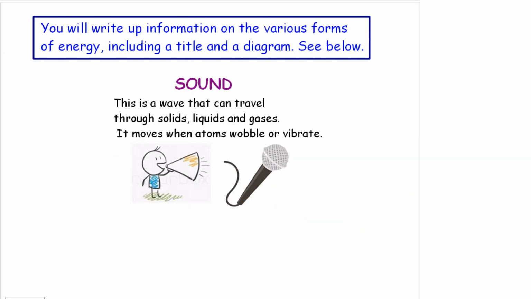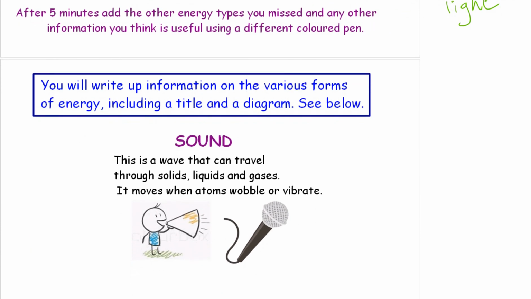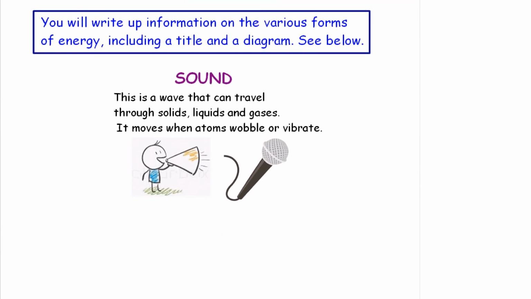Okay, so you've had a look at the different forms of energy. You might not have figured them all out. So let's make sure that we've got all the types of energy that are available to us. You will write up the information on the various forms of energy, including a title and a diagram and a little bit of information about each type of energy. So sound has been done for you in your booklet. We're going to move on now.